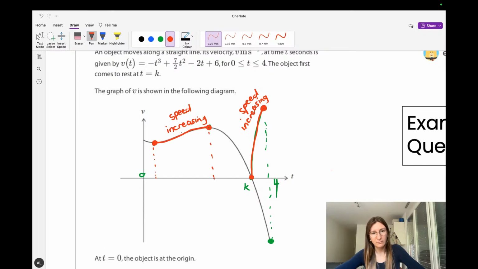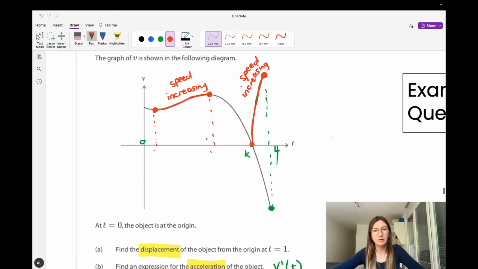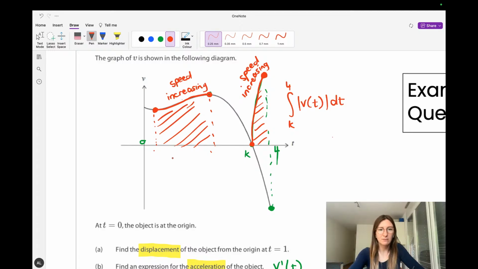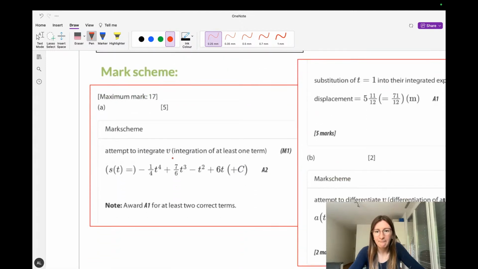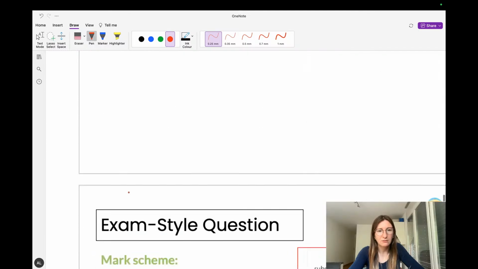So you would find here and here, whatever these values are, I think that you would have calculated them in a previous section, and between here and here. So the distance traveled is going to be, you're going to integrate between this area and this area. So don't forget here that you'll do your integral of the absolute value of v of t between k, that was k, and 4. And then you'll add it to, let's see, what were those values? We had to here t equals a third and t equals 2.